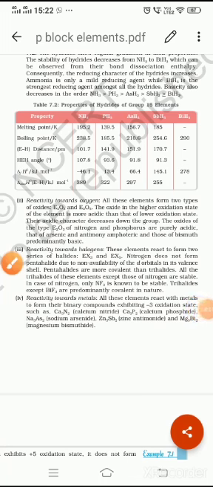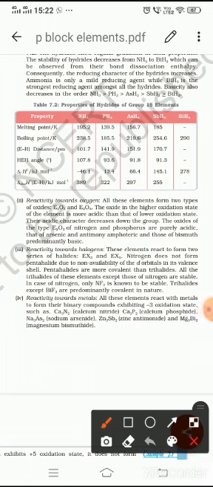But the acidic character of oxides of group 15, the general formula is E2O5 and E2O3. E2O5 will be more acidic than E2O3. So here the acidic behavior of E2O3 down the group decreases. Reason? Increase in size. The same stands for E2O5 also, that down the group E2O5 acidic behavior will decrease. Means N2O5 will be more acidic than P2O5 or As2O5. In the same manner, N2O3 will be more acidic than As2O3. So as we move down the group, the acidic behavior decreases and basic increases.